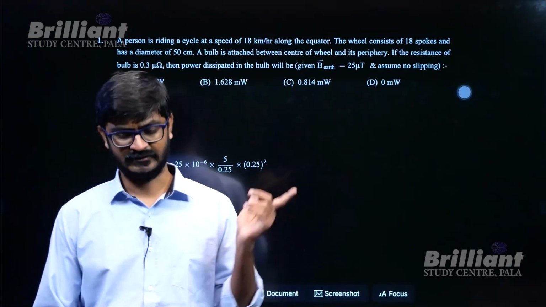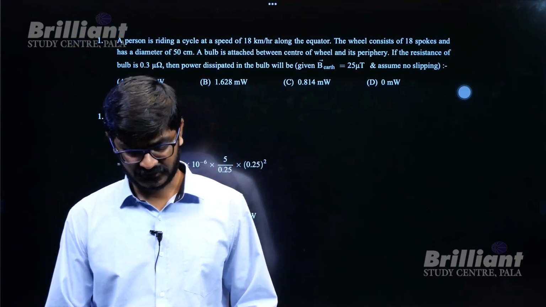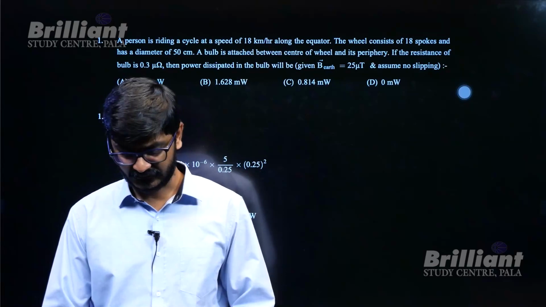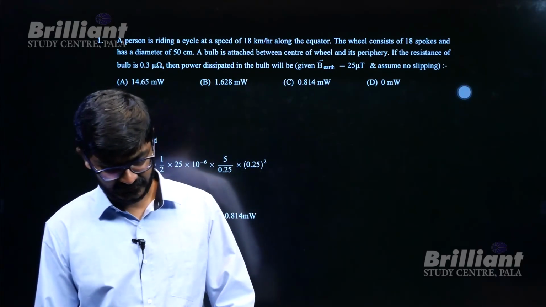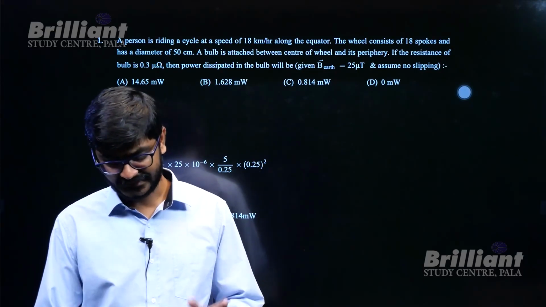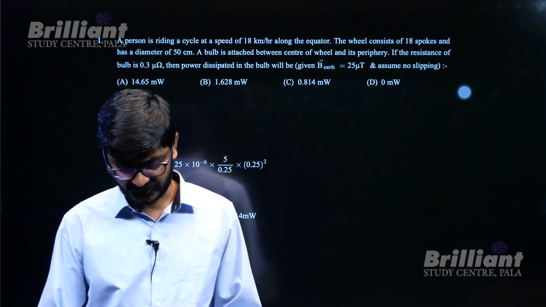Hi kids, we'll be going with the second paper discussion. So look at the first question. A person riding a cycle at speed 18 km per hour along the equator. The wheel consists of 18 spokes and diameter. A bulb is attached between the center of the wheel and the periphery. If the resistance of the bulb is something, find the power dissipated in the bulb.